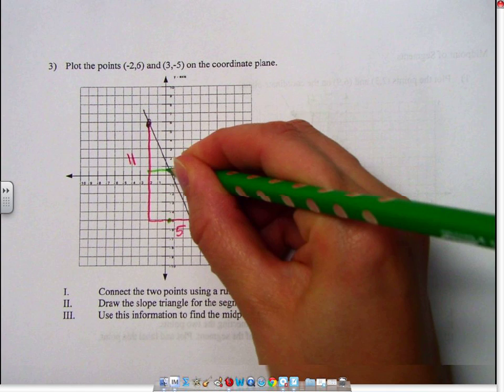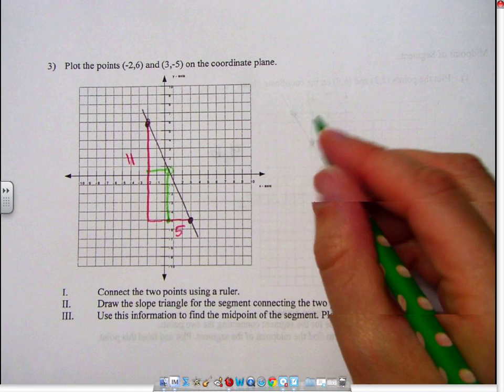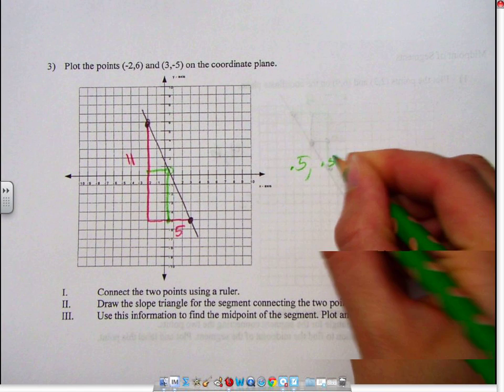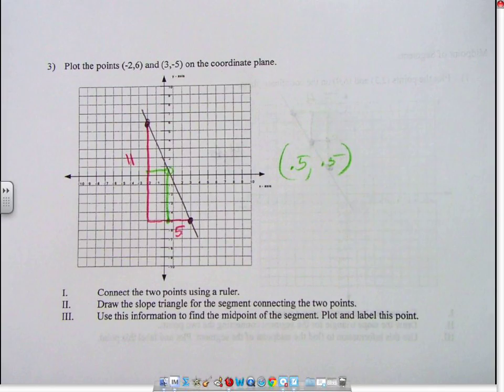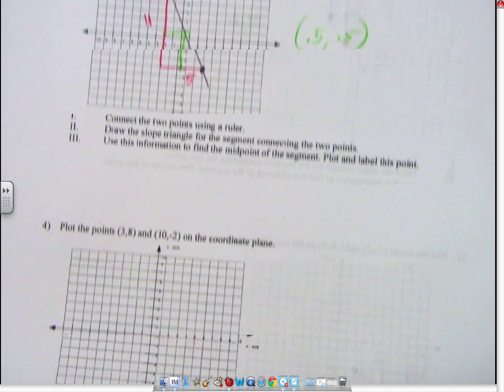And then I'm going to draw my line straight in. Okay, so my midpoint is right here. It's at 0.5, 0.5, right? How do we feel about that? Does that make sense? Okay. Let's try number 4.